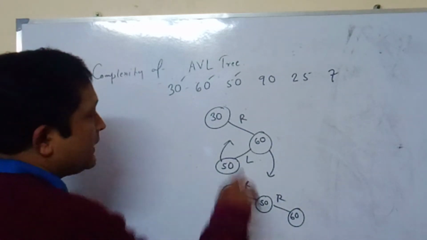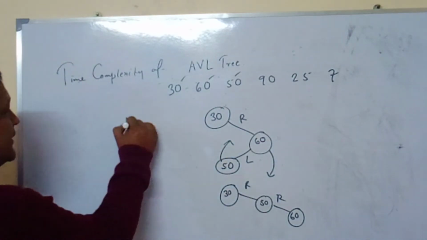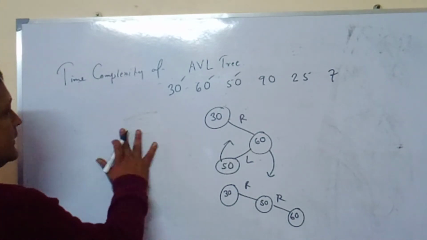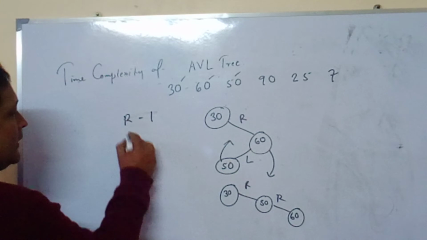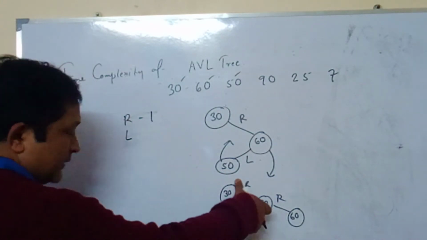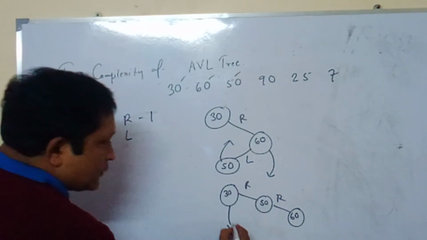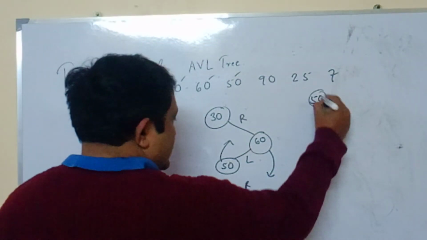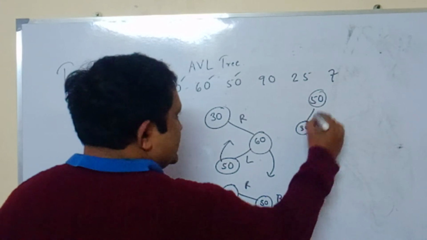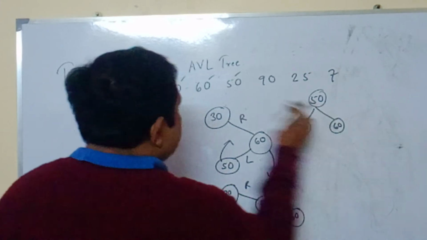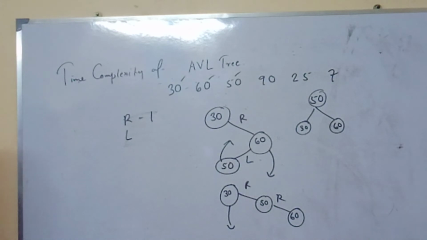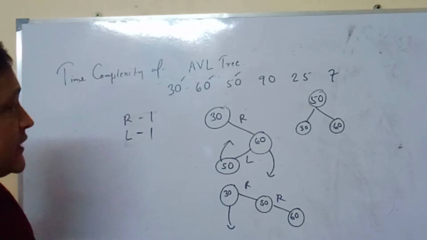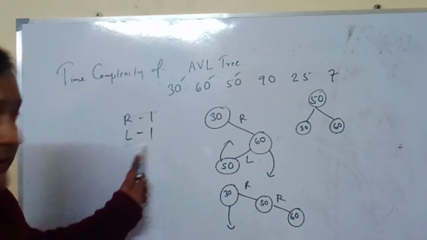First of all, we have applied the right rotation. So right rotation 1 and now left rotation. The left rotation is anti-clockwise rotation, keeping 50 fixed. 50, 30, 60. First three nodes we have made them balanced. Total number of rotations so far: right rotation 1, left rotation 1.